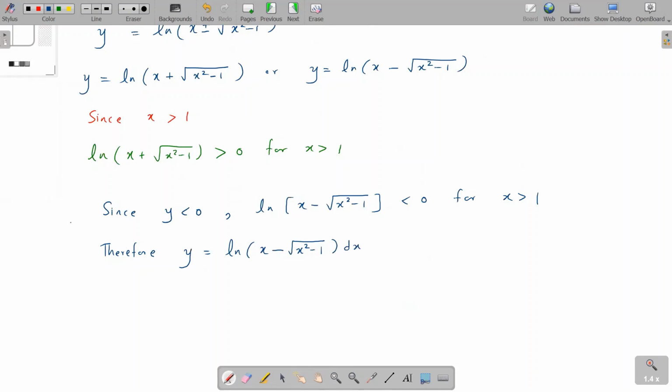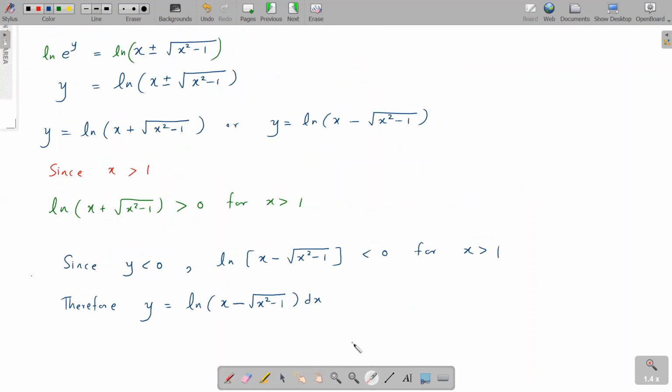Okay, so you need to realize here x minus root x square minus 1 is a value less than 1, the inside part. So the logarithm of a value less than 1 and more than 0 is a negative answer. Okay, is this clear?